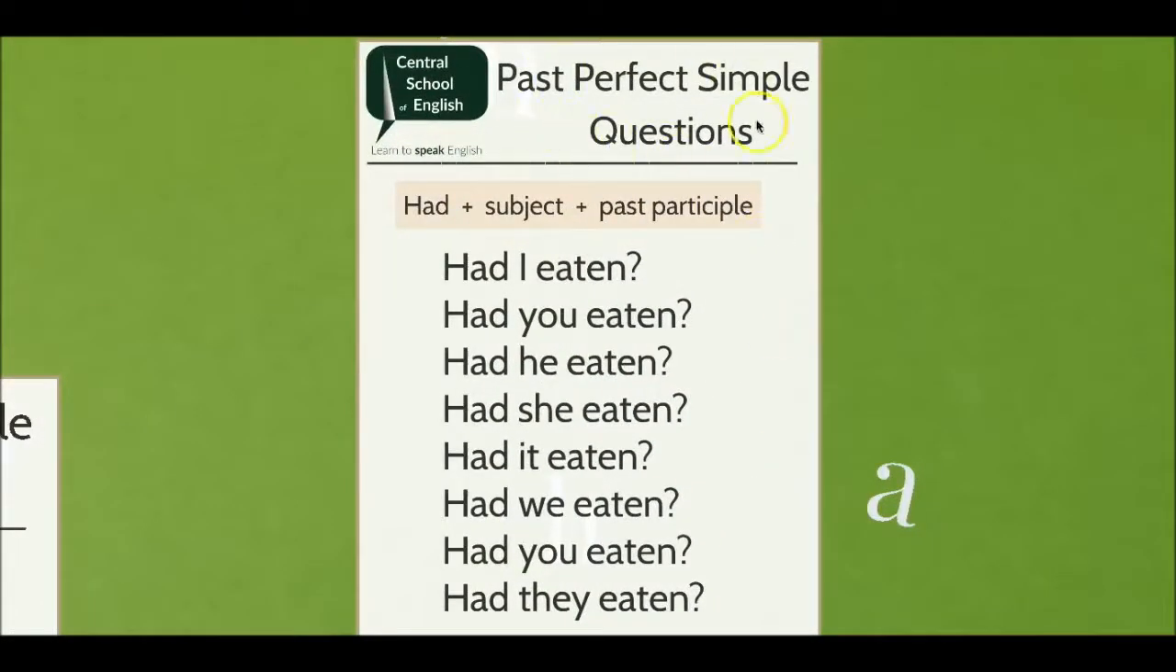To make questions using the past perfect tense in English, we use the past simple of the verb to have plus the subject plus the past participle of the main verb. To make questions in the past using the verb to eat, we can say, had I eaten? Had you eaten? Had he eaten? Had she eaten? Had it eaten? Had we eaten? Had you eaten? Had they eaten?